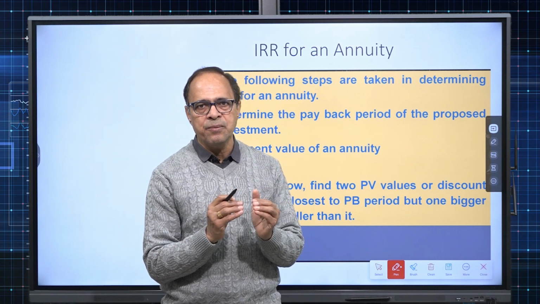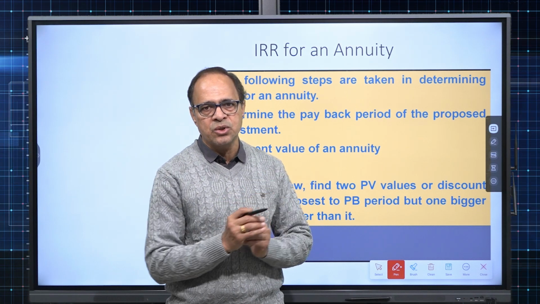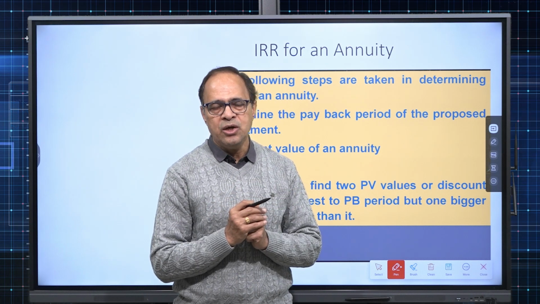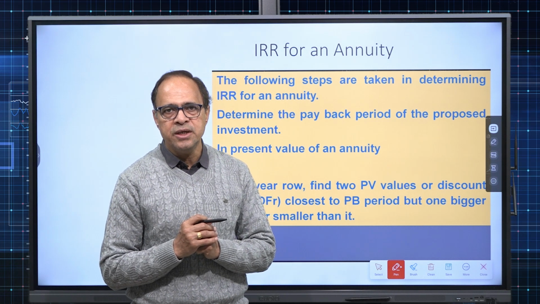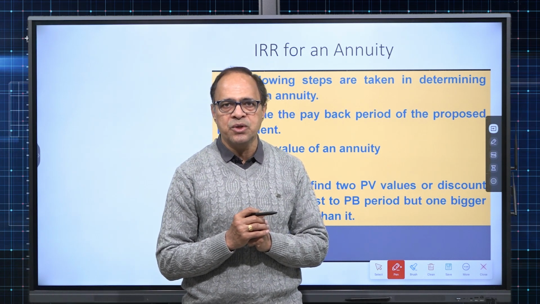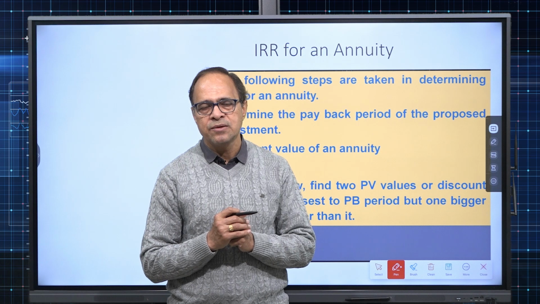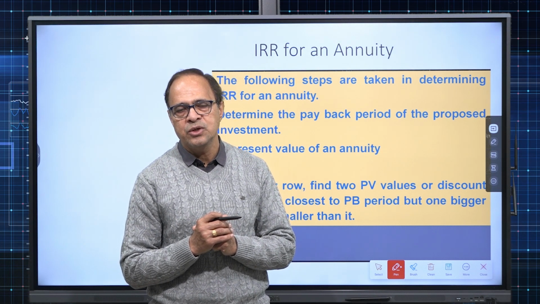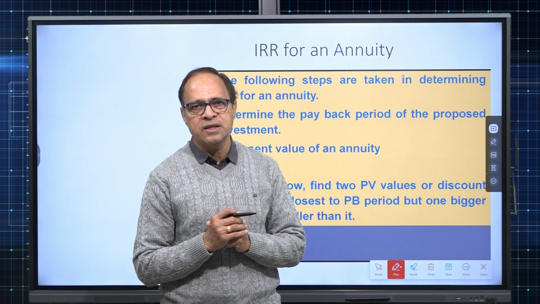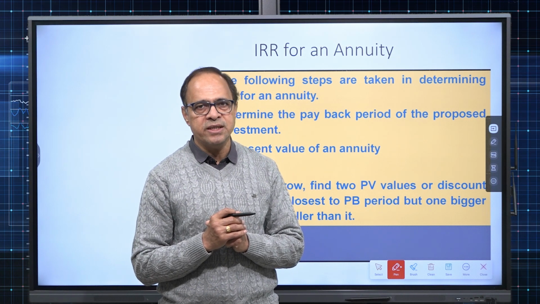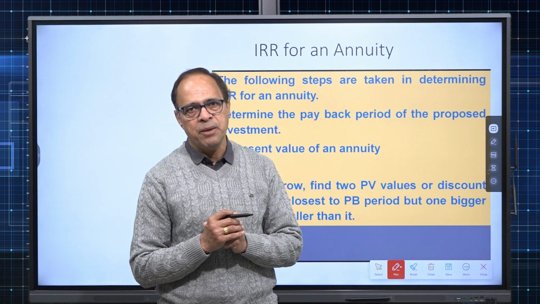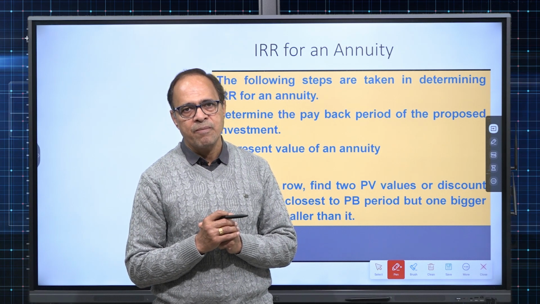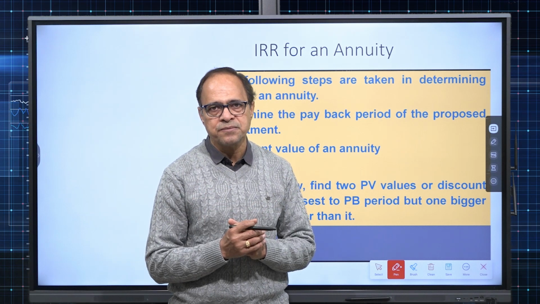Now, third step, or we can say journey towards calculation of IRR. Calculate payback period. I hope you remember, for calculating payback period in case of an annuity, the simple formula is investment divided by annual cash inflow. You will get payback value, or we can say the target factor. You can call it target factor also, or payback period. So, what we have calculated? Payback period.